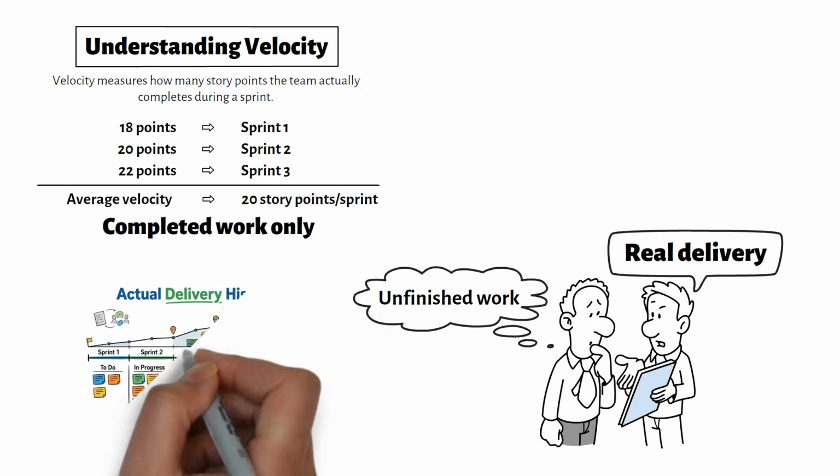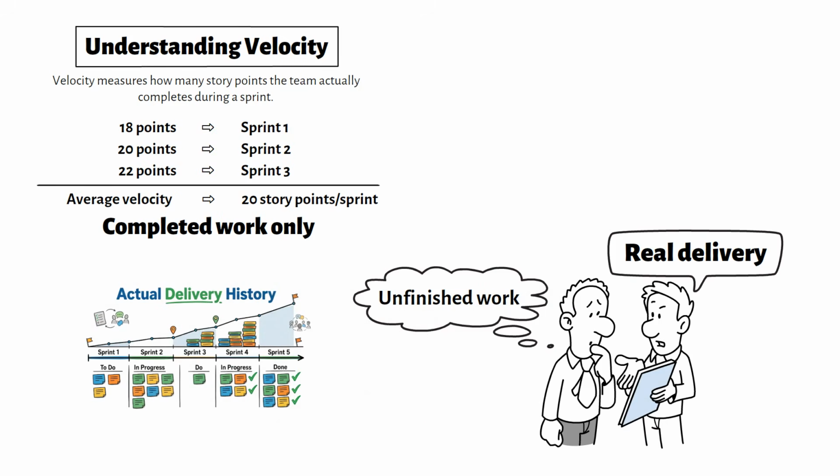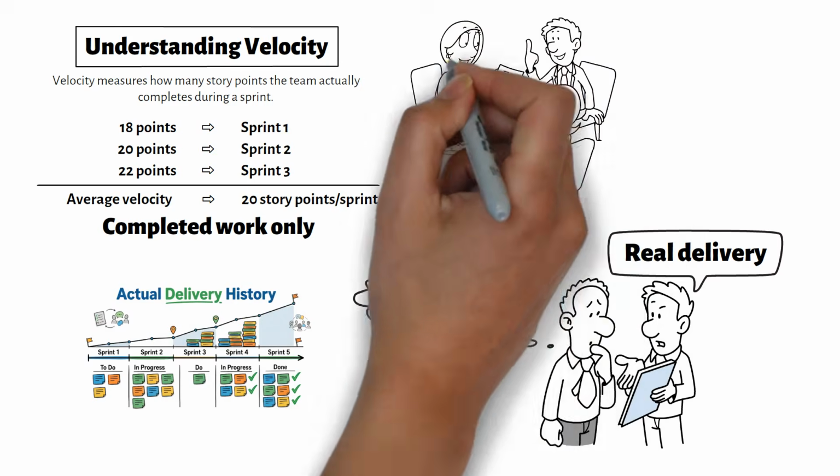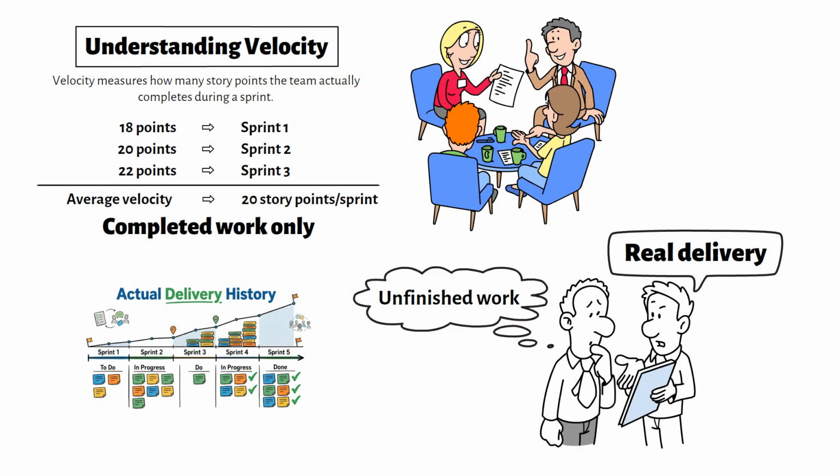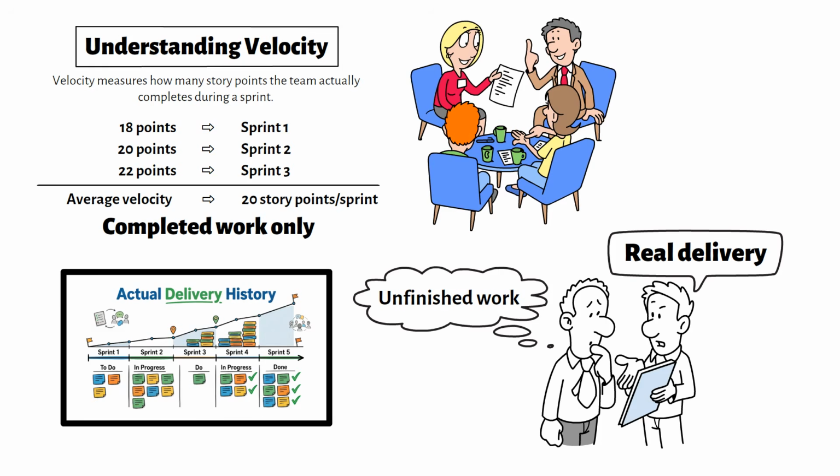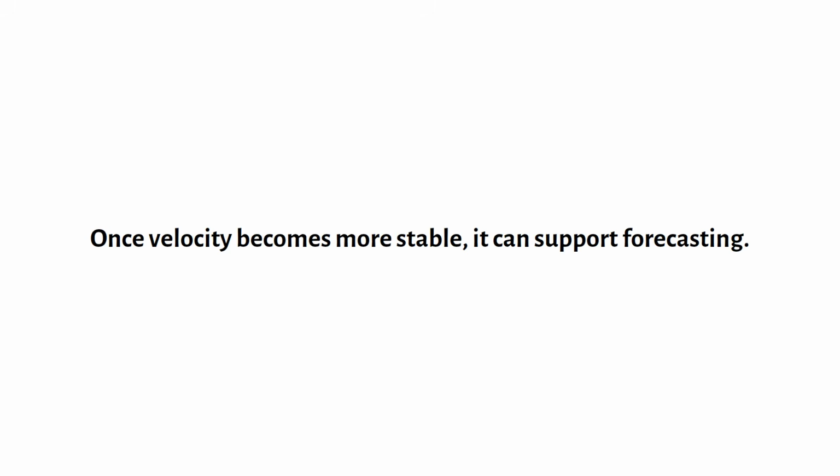Velocity also emerges from actual delivery history. Teams do not arbitrarily decide their velocity up front. They discover it over time by completing work across multiple sprints. Once velocity becomes more stable, it can support forecasting.